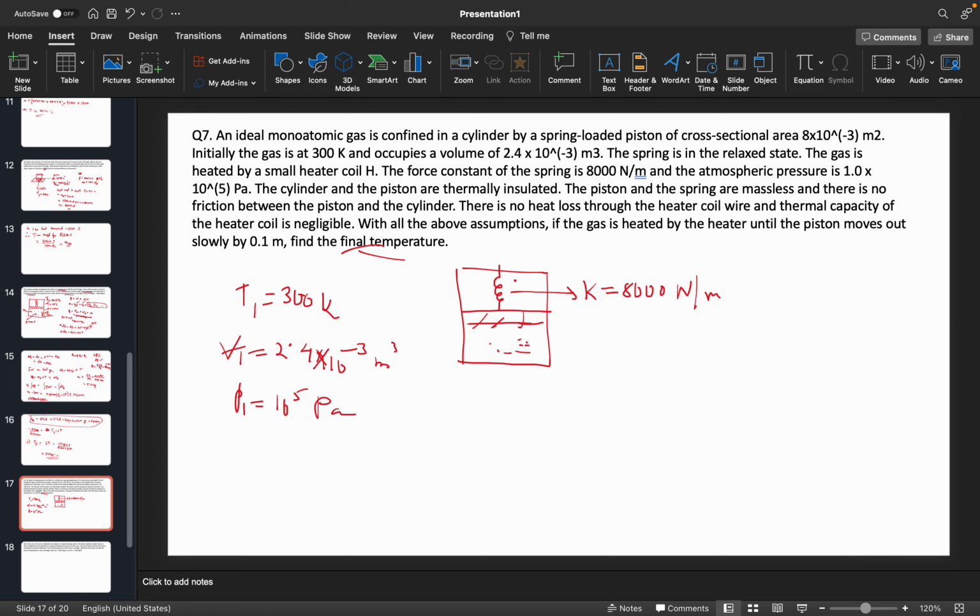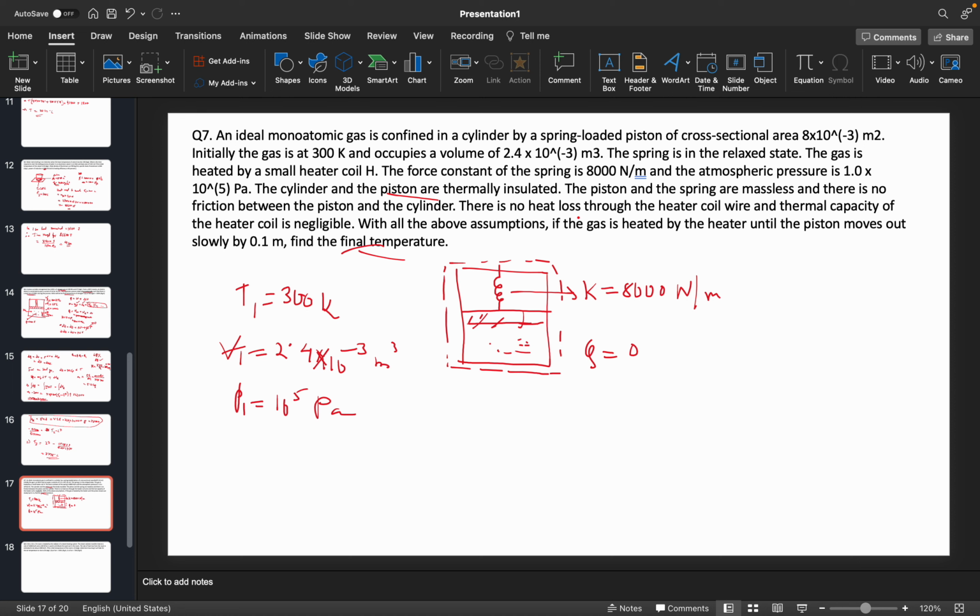The cylinder and the piston are all thermally insulated. That means Q is equal to 0. This entire thing is my system, and no heat exchange is taking place between the system and the surrounding. This line states that. The piston and the spring are massless, and there is no friction. That means there is no heat loss from here to here, and there are no spring dynamics involved in this question. So this is a very, very simple question.